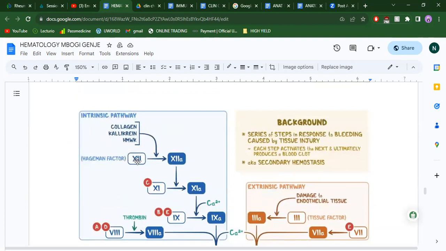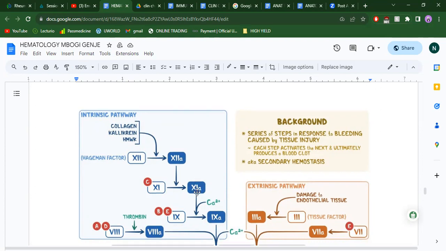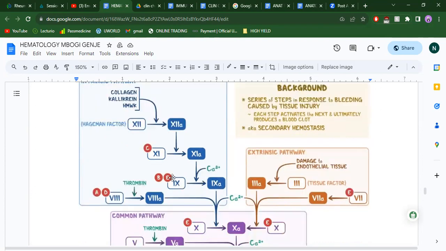Intrinsic, we have factor 12, 11. Factor 12 starts in the presence of collagen, kallikrein, high molecular weight kininogen. So this is factor 12 to factor 12 activated. Factor 11 goes to factor 11 activated. Factor 11 activated and calcium are required to activate factor 9 to factor 9 activated. Factor 8 on the side: factor 8 requires thrombin to activate factor 8 to factor 8 activated.